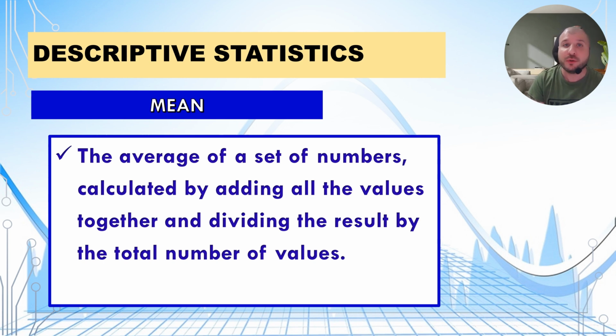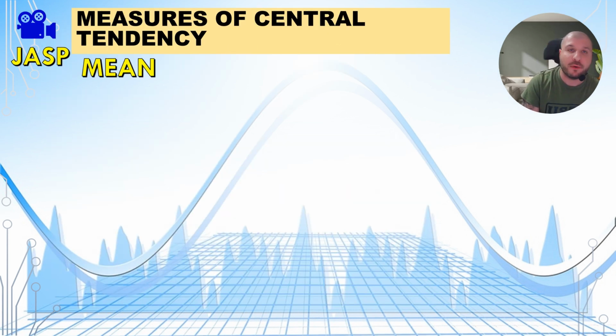When we want to show that in our paper, in our research, what we actually do is use the M and then 240 or whatever it is. Okay. Now, how do we calculate the mean using JASP? Right. This is what we are going to see further.